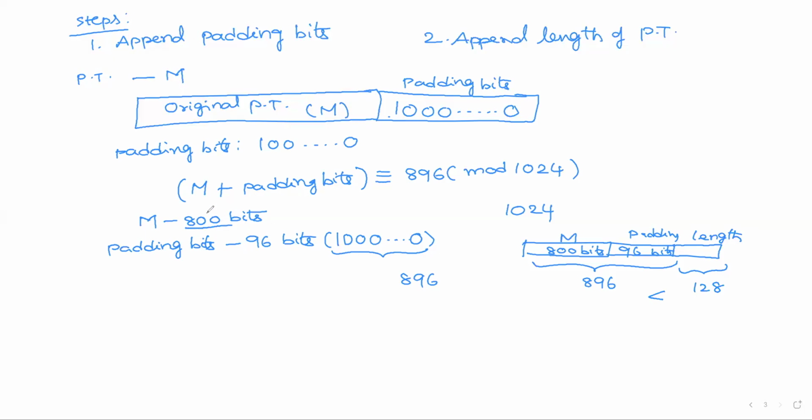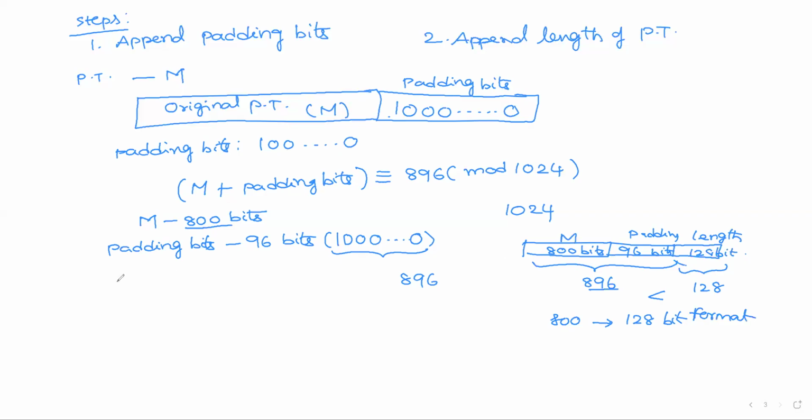Okay, this 800 is the length of the plain text. That 800 you need to represent in the 128-bit format. So these 128 bits, which represent the actual original plain text message length, we have to append at the end, after the padding up to 896 bits. If it is only one block, then this will be the case.